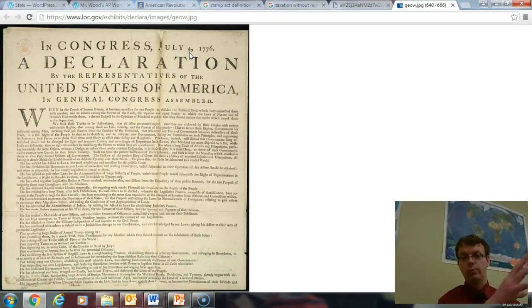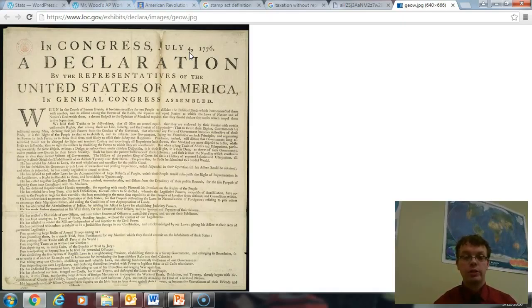And what the Declaration of Independence really does is declare that the 13 British colonies that were in North America were declaring their independence and that they were now free and independent from Great Britain.